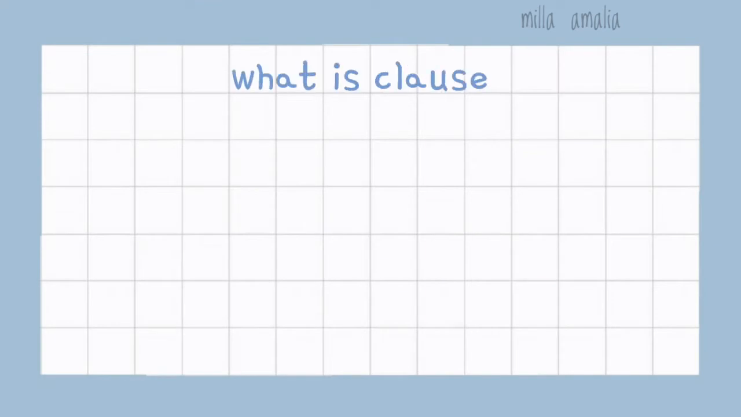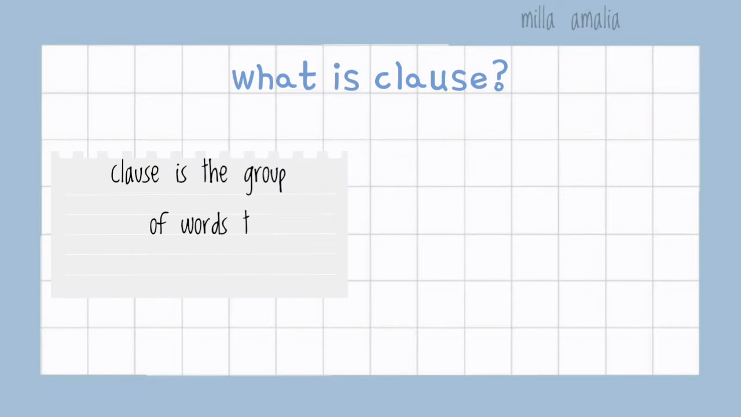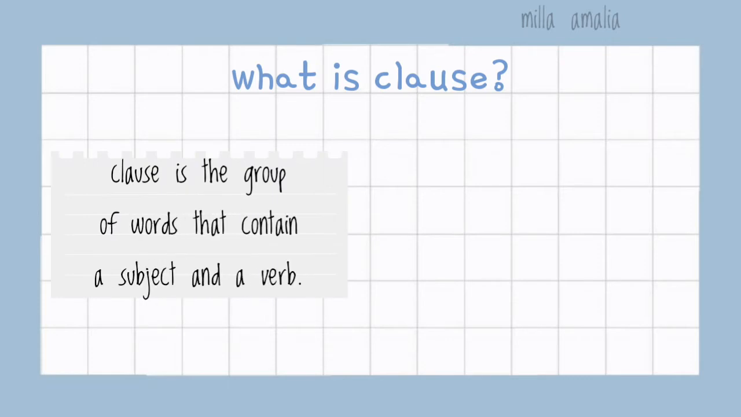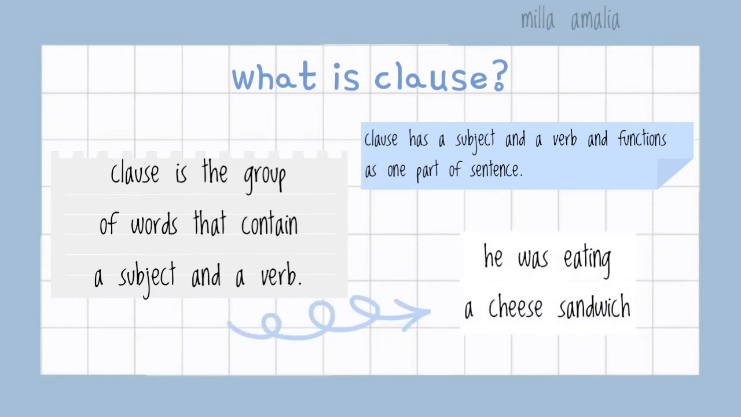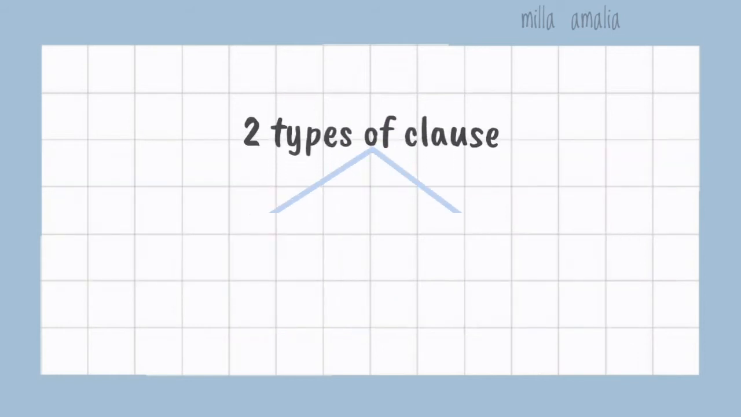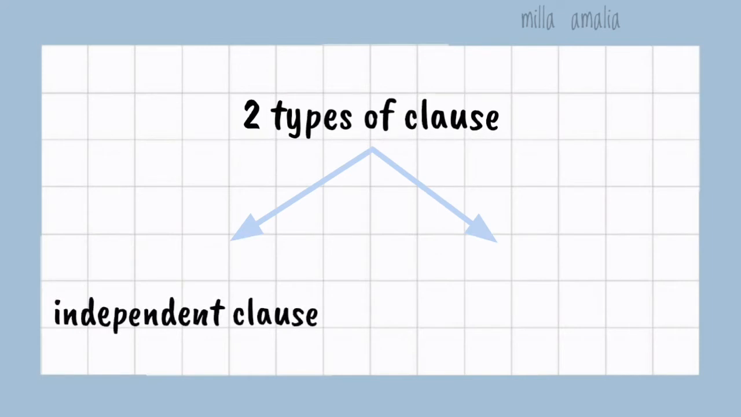First, what is the definition of clause? Clause is a group of words that contains a subject and a verb. Clause has a subject and a verb and functions as one part of a sentence. For example, he was eating a cheese sandwich. Clauses are mainly of two types, independent clause and dependent clause.